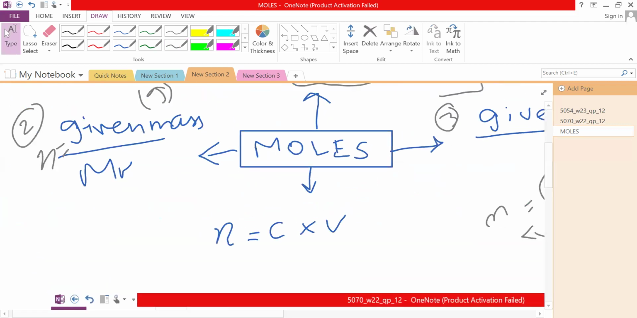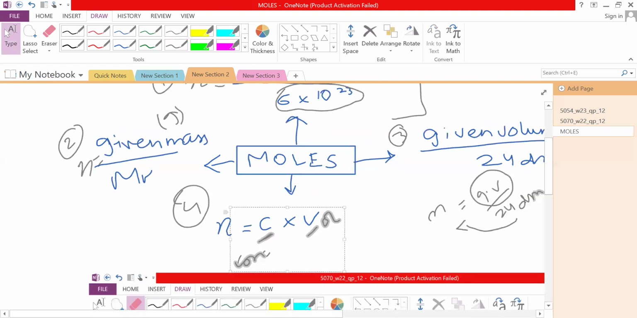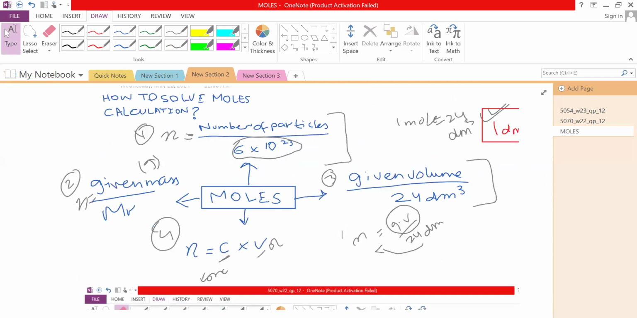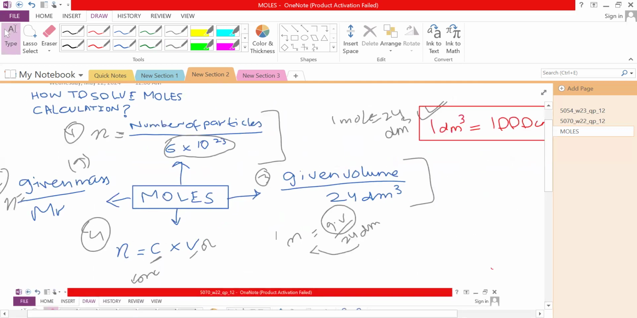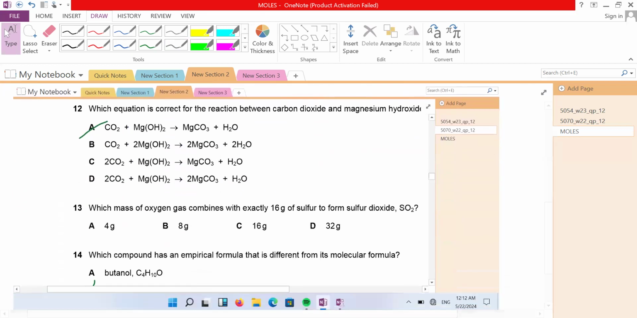This is the fourth formula for mole calculation, and it is moles equals concentration times volume. This C is concentration and this V is volume. These were the four formulas which you can use to calculate moles in your paper. I hope you understood it. Let's look at a few examples.